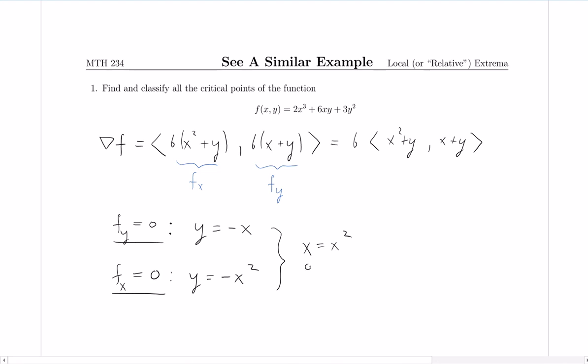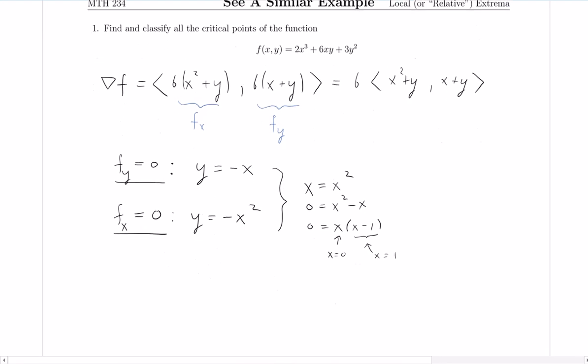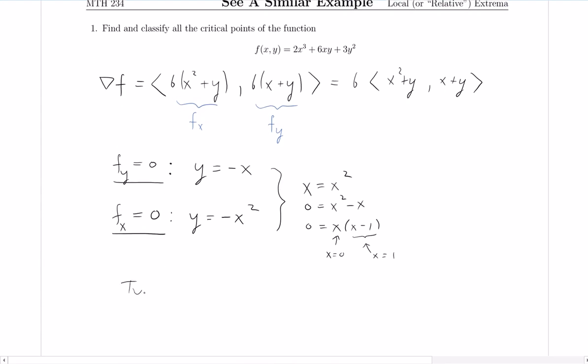Or if we move things to the other side, that 0 is equal to x squared minus x, which we can factor as x times x minus 1. And now we can easily see that there are two solutions. Either x equals 0 or x equals 1. So there are two critical points.